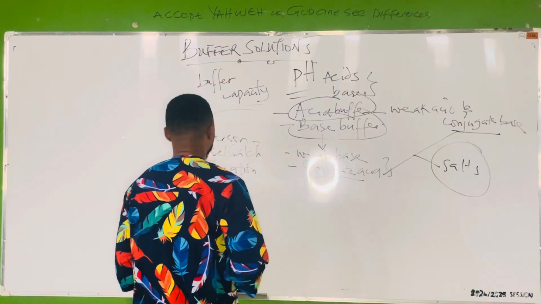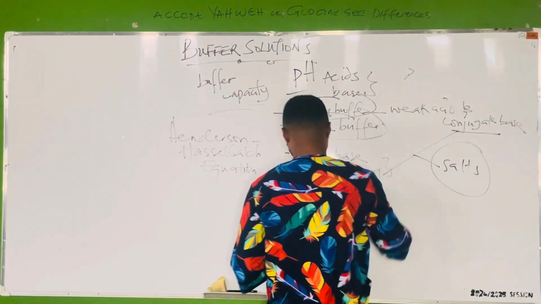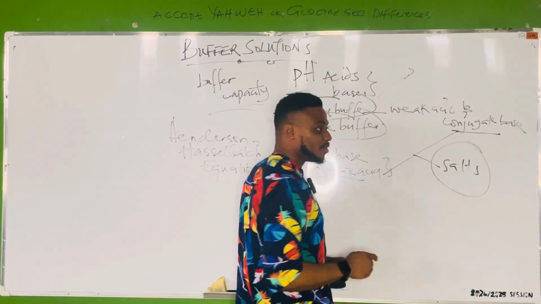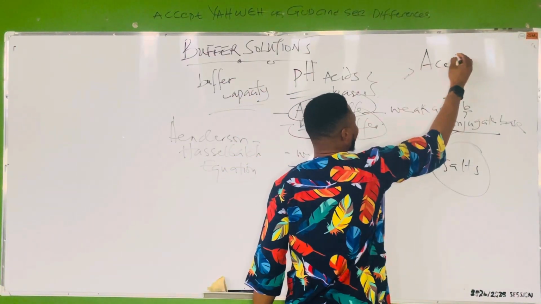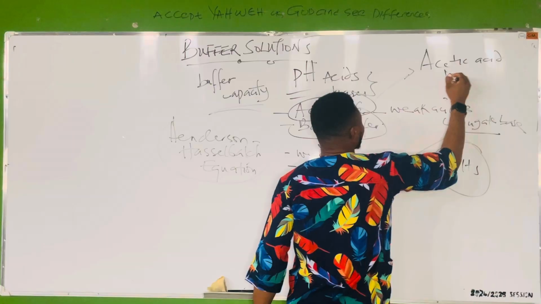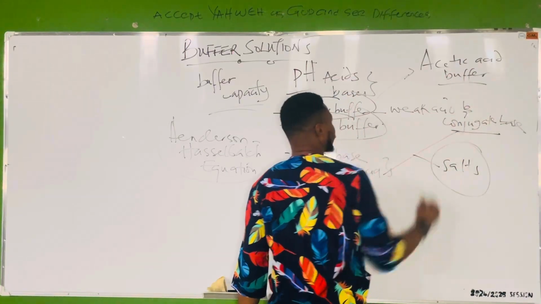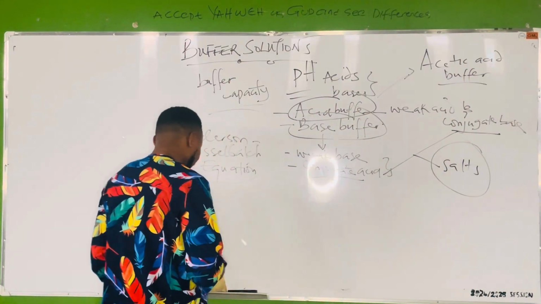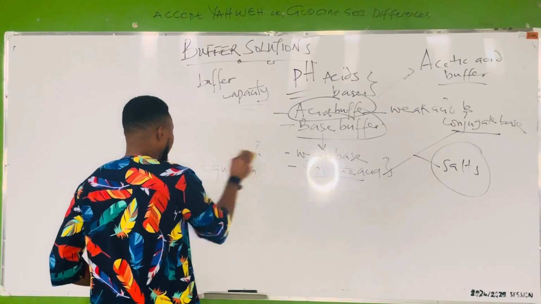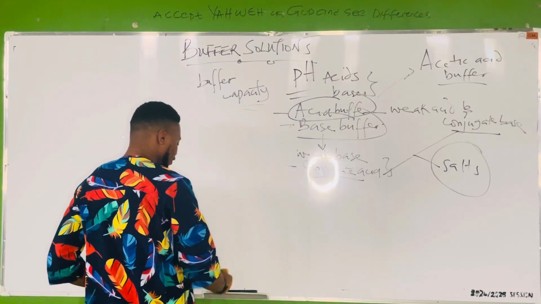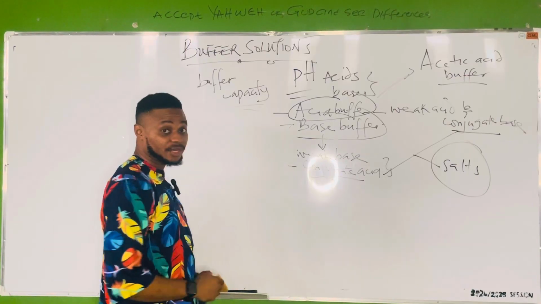So for acid buffer, we have different examples. We have the major example of an acid buffer. It is called the acetic acid buffer. Acetic acid buffer. All right. Acetic acid buffer is actually one example of the acid buffer. So acetic acid is of course also known as ethanoic acid.